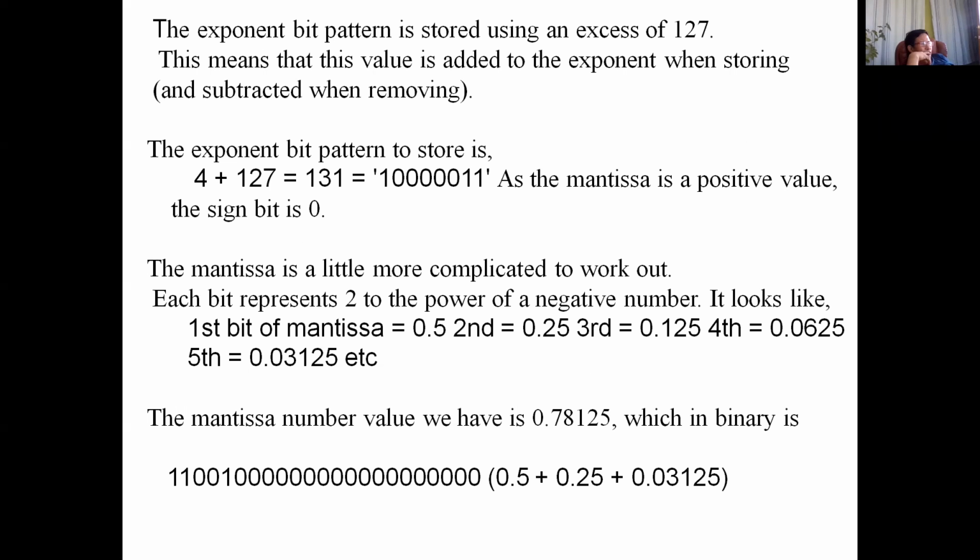Now, in the IEEE standard, what do we mean by the exponent bit pattern stored as an excess of 127? This means that a value is added to the exponent. After computing the exponent, we add a bias of 127. Why is that? Because without the bias, there will be 2 zeros, a positive 0 and a negative 0. So we use a bias so that the duplicate 0 will be removed, as the mantissa is a positive value with a sign bit of 0. Do you follow? So whatever the result is for the exponent, we add a bias of 127. This is for the IEEE only. For example, 4 plus 127 is 131.